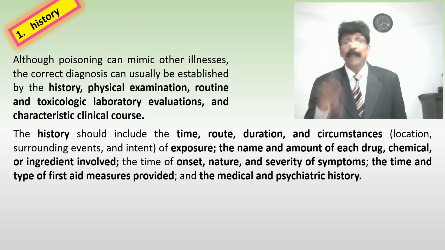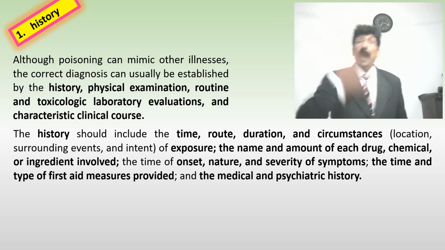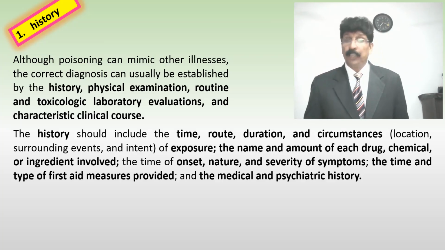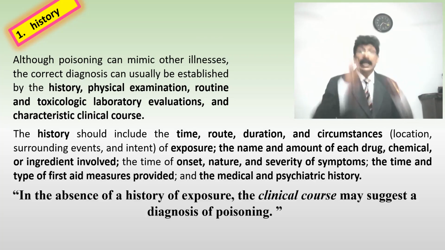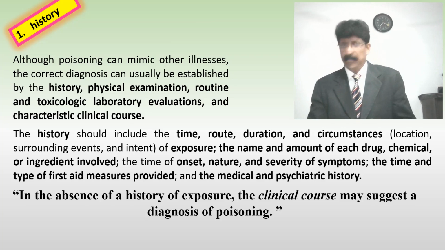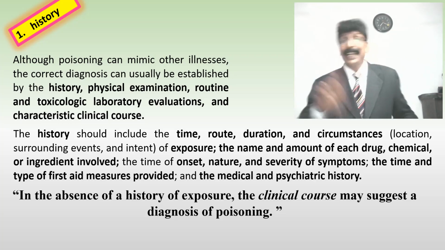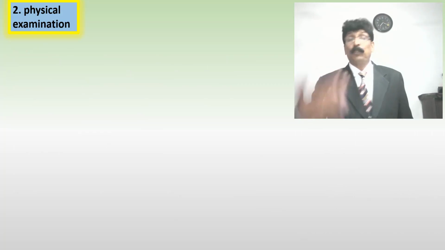The time and the type of first aid measure provided in the place where the person got poisoned, and the medical and psychiatric history. All this history is needed. In the absence of history, it's the biggest issue actually. But even in the absence of history you should undergo treatment. So, even without a history of exposure, the clinical course may suggest a diagnosis of poisoning. So that is the next one.